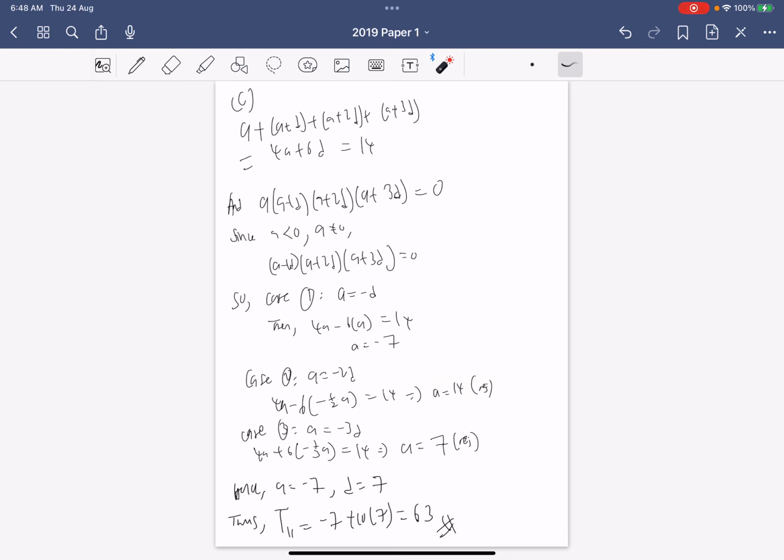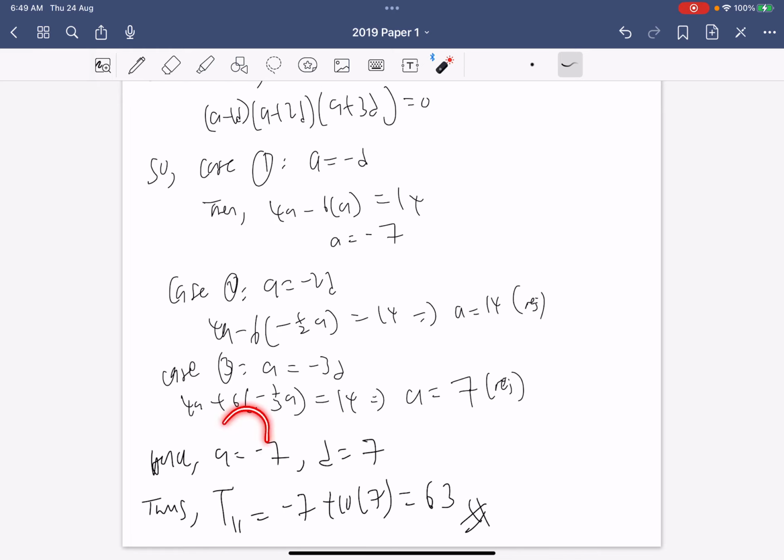And in the third case, we check that A equals minus 3D will result in A being 7. Again, a positive number, so we reject it. So the only case possible is A equals minus D, which means that A equals minus 7. So we now know that A equals minus 7 and D is 7. So the 11th term will just be minus 7 plus 10 times 7, which is 63.